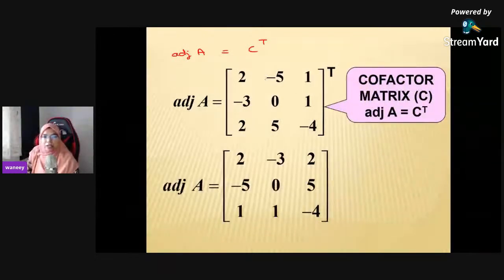Okay, so take the first row. So 2, negative 5, 1. That one will become the first column. Take the second row, negative 3, 0, 1. So it will become the second column, negative 3, 0, 1. Take the third row, 2, 5, negative 4. And it will become the third column, 2, 5, negative 4. Okay, so done with this example.